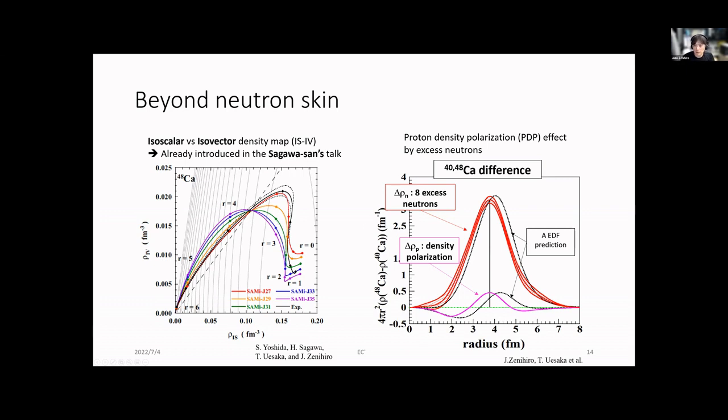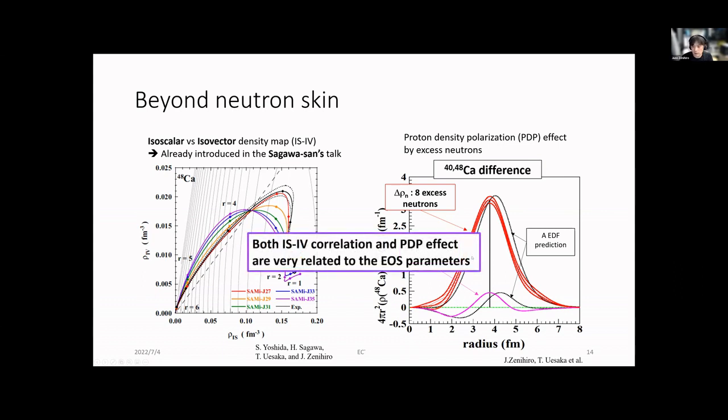The other way is the density difference between two isotopes. In this case, it is calcium, the difference between 40 and 48. This red shaded area shows the 8 excess neutrons between calcium-40 and calcium-48, and this magenta is the proton density difference. We have already checked that these correlations are very related to the symmetry energy parameters.